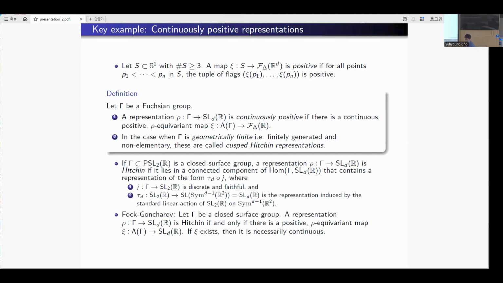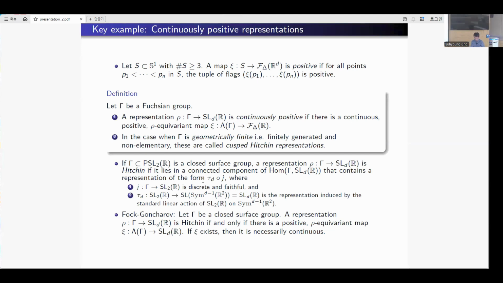I see a few people making faces. The continuity is not super. The point is when you look at positivity, there's a certain... I don't know how much I should explain this. Maybe I can talk a little bit more about it next time. So this is continuous. This is what they proved.